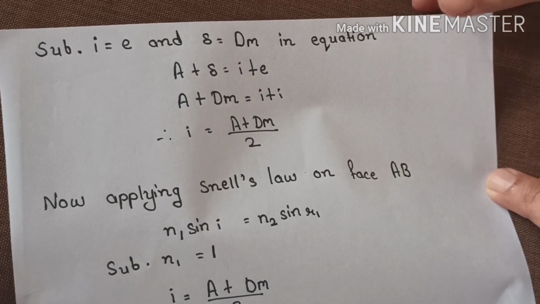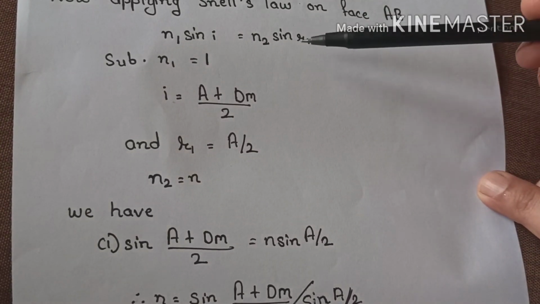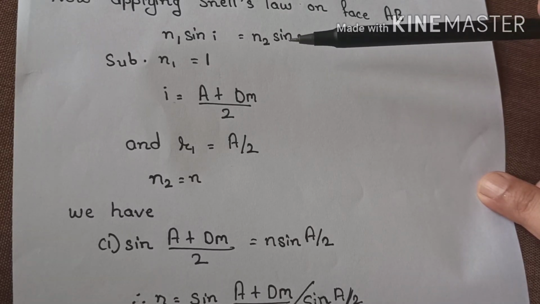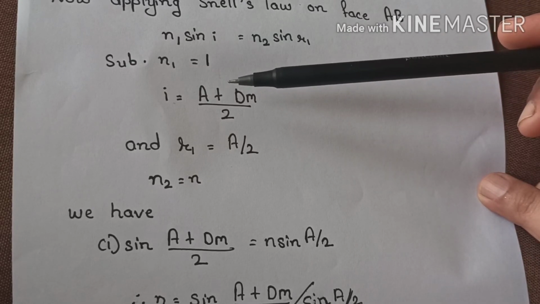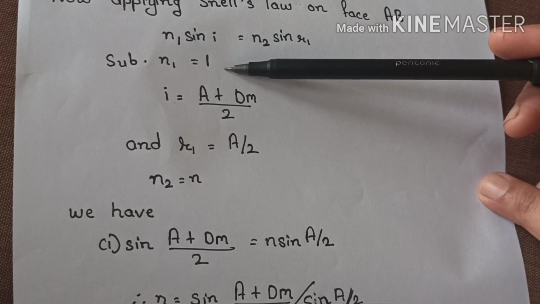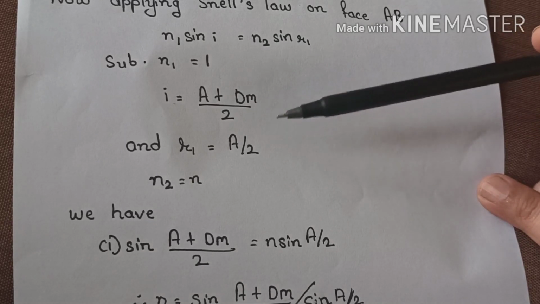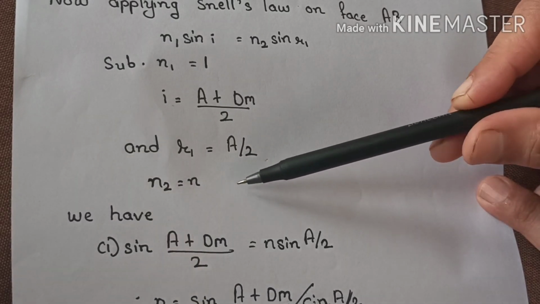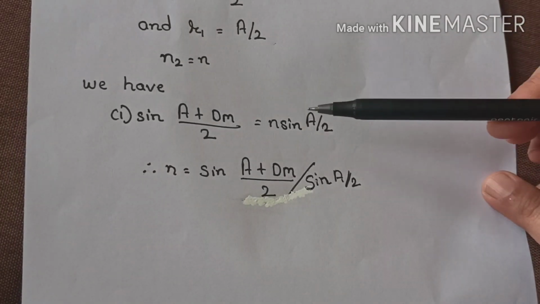Now we are going to apply Snell's law. Snell's law, you know, n1 sin theta 1 is equal to n2 sin theta 2. Here we are applying Snell's law at face AB of the prism. The medium through which the ray is incident is air, normally having refractive index 1. It is refracted into the prism medium, which has refractive index n. Substituting I equal to (A plus dm) by 2 and R1 equal to A by 2 from the earlier equations, along with n1 and n2, we come to this expression.